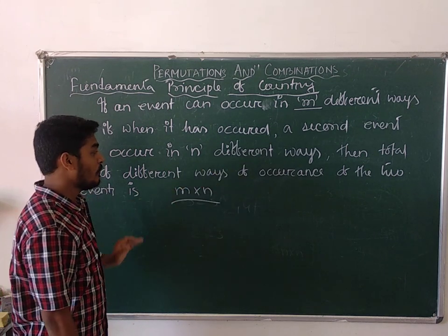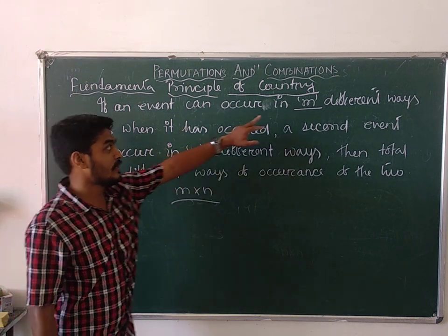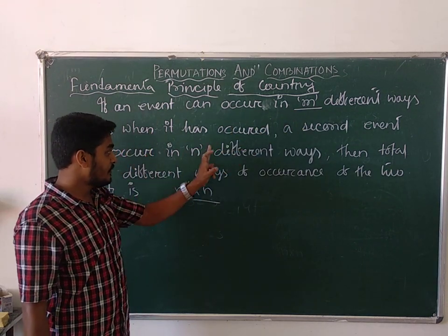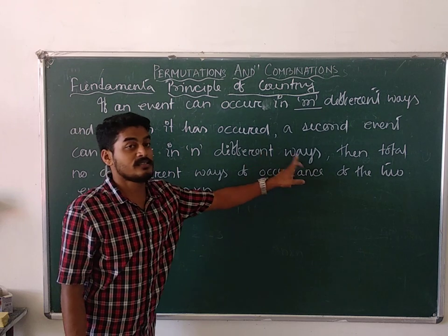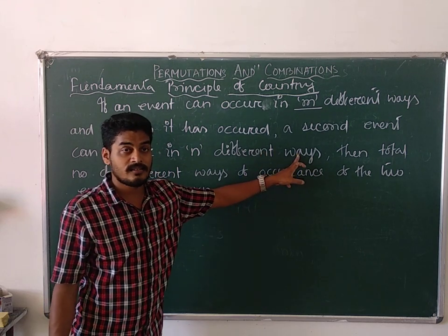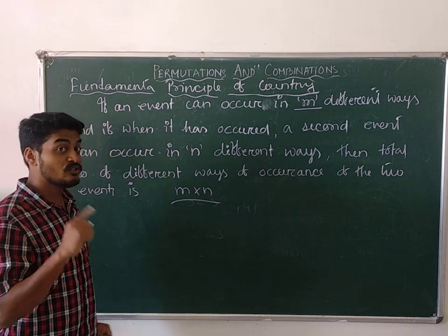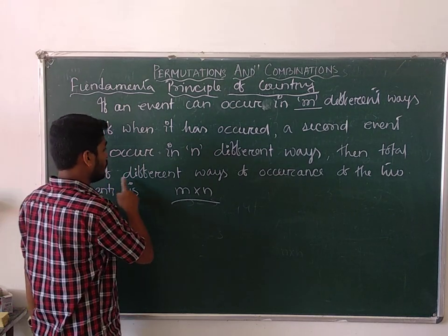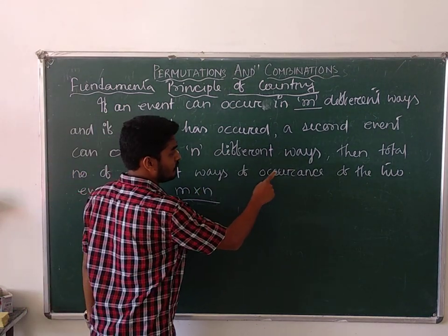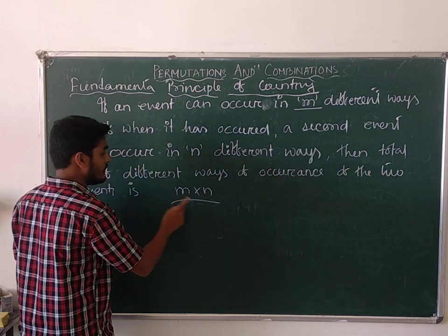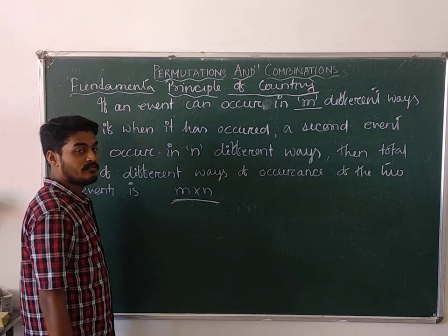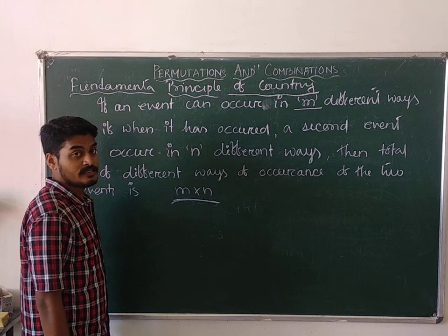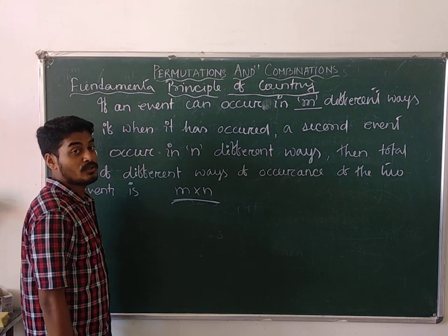That means if the first event can occur in m ways, and after the first event has occurred, the second event can occur in n different ways, then the ways should be different. The repetition should not be there. The number of different ways of occurrence of the 2 events is m times n. You just have to multiply. It's the fundamental principle of multiplication or counting, you can say that. Just multiply the number of ways.